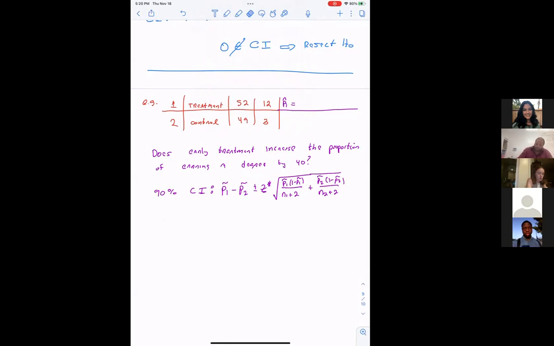X1 plus X2 over N1 plus N2. No, that's the pooled one. P1 hat is just X over N. This is 12 over 52. P1 hat is just 12 over 52, the number of successes over the number of trials. P1 twiddle, we change the 12 and 52. What do we change 12 to? What do we do to it?